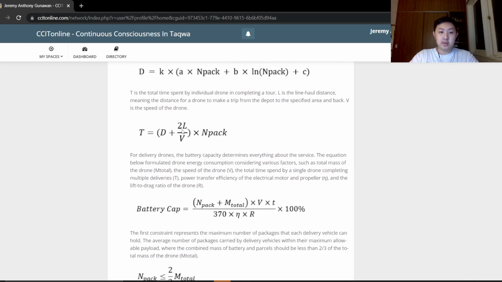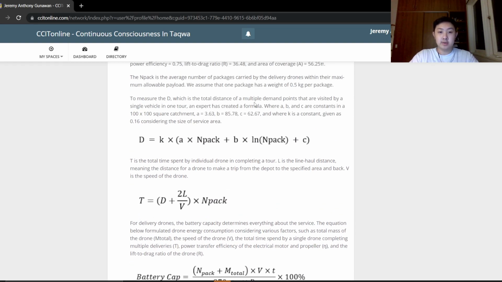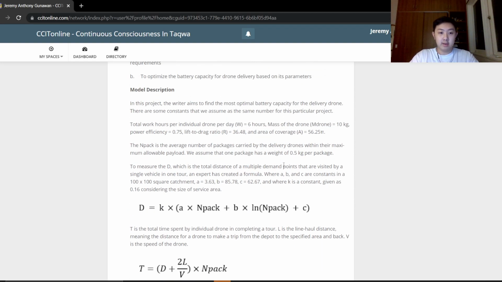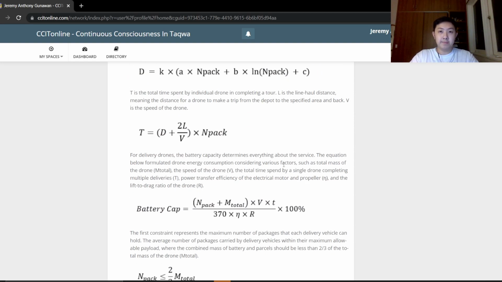The difference between D and L: D is the total distance of multiple demand points, while L is the line distance, which means L is the distance from the depot, or from the drone housing, to the specific point where it can deliver multiple deliveries. That is L. That's why it's 2L, because it goes back and forth, going out and then going back home.